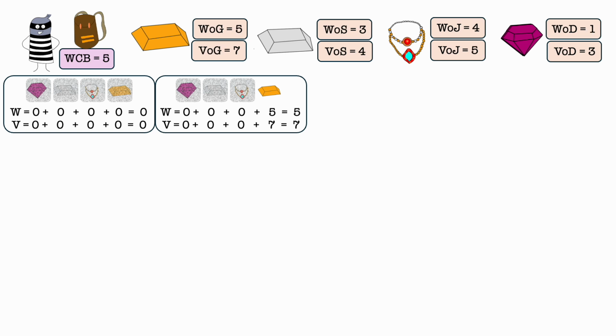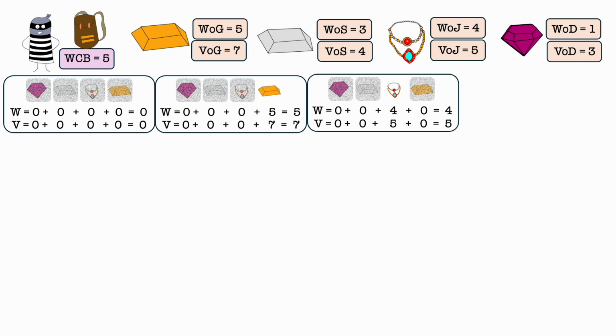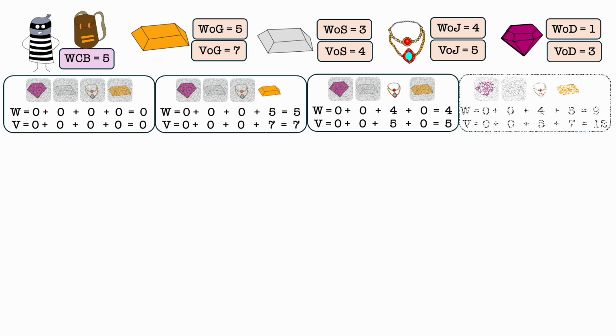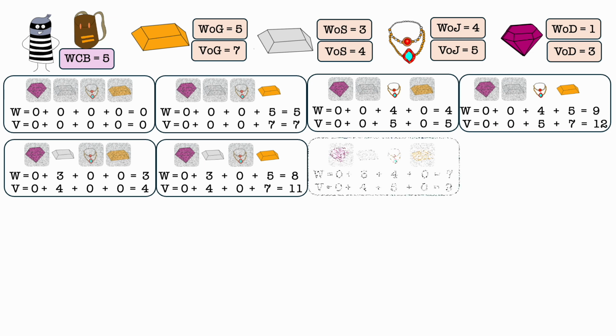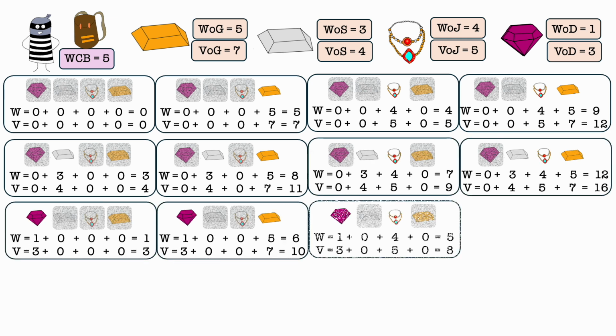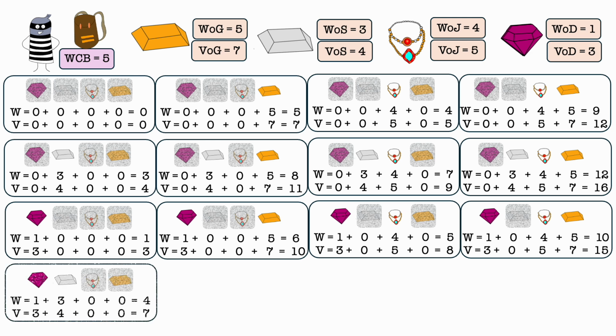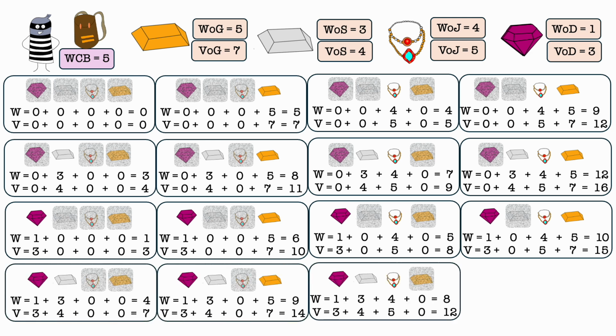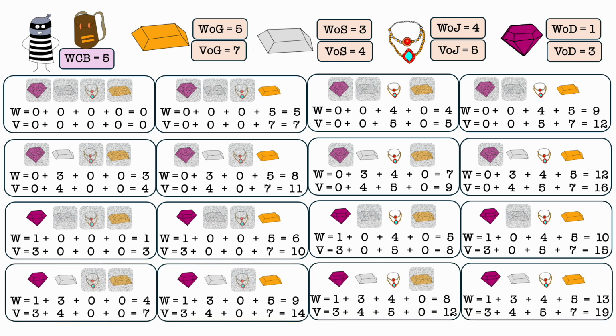Similarly, in the next solution, we are keeping only jewelry in the backpack. In the next one, we are keeping jewelry and the gold bar in the backpack. Similarly, all other possible solutions are created. Now we will check which solution is feasible and which is non-feasible.